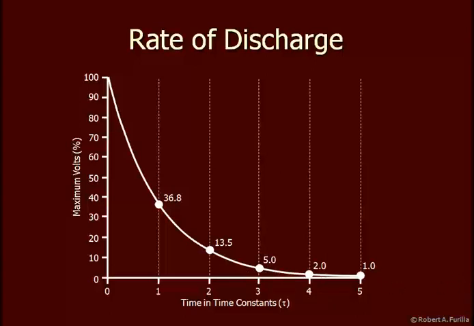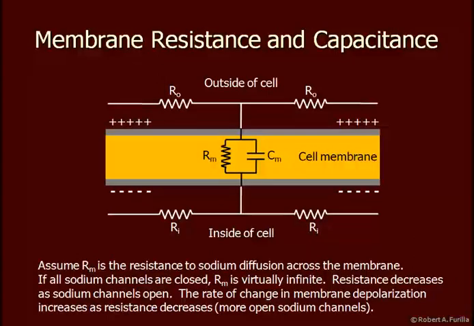So why am I talking about this? We can assume that a cell membrane is a capacitor. It has the capacity for building up negative charge on this side and a positive charge on this side. The membrane itself then becomes the capacitor. Membrane resistance is determined by the number of open channels. If we're talking about sodium, if we have only one sodium channel open, that's a very high resistance. If there are thousands of sodium channels open, then the resistance clearly is getting smaller and smaller.